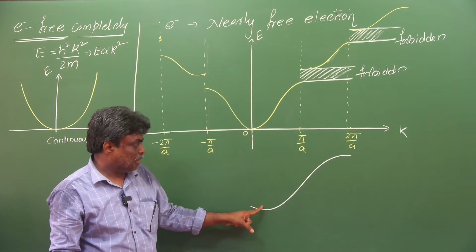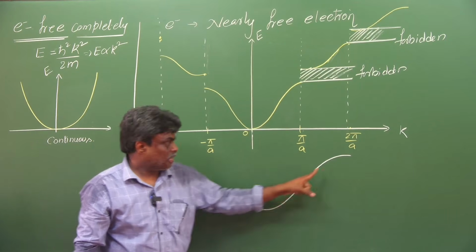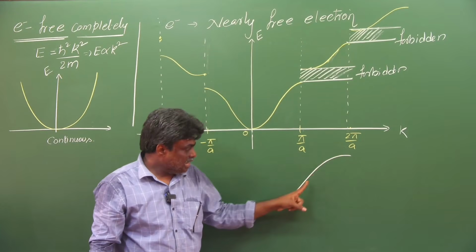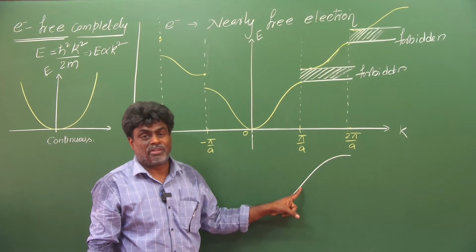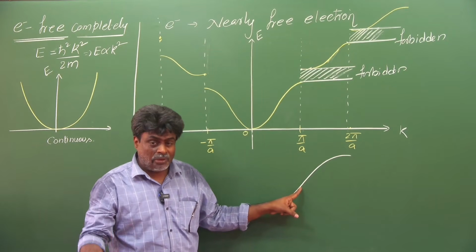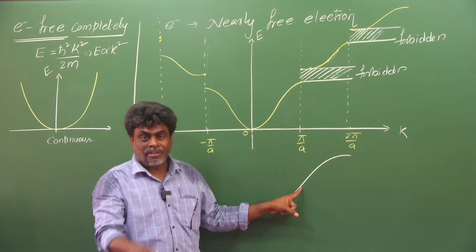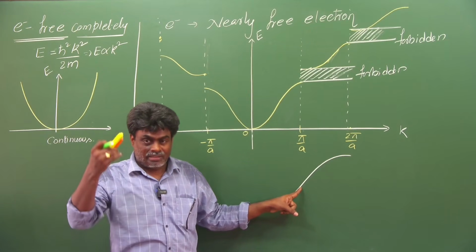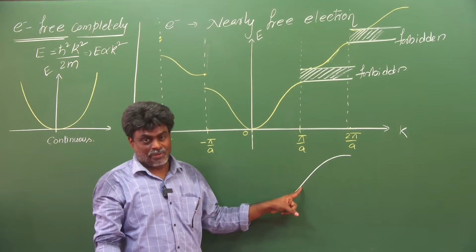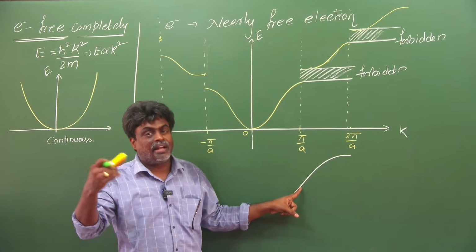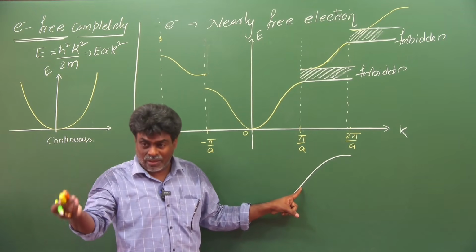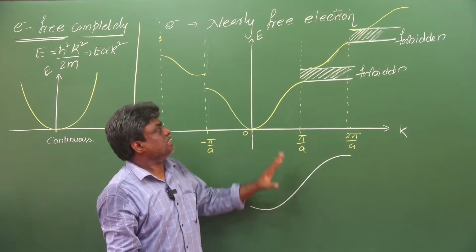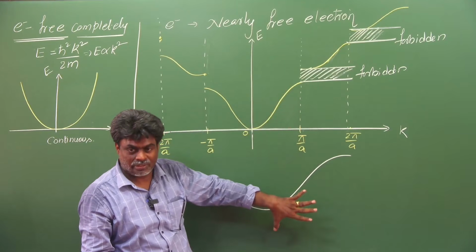And here what will you get? Minimum. What will you get here? Maxima. In between what will you get? Point of inflection. That point of inflection will tell you the Fermi level, and that Fermi level will decide whether it behaves like a conductor, a semiconductor or an insulator. Everything will come from this graph only.